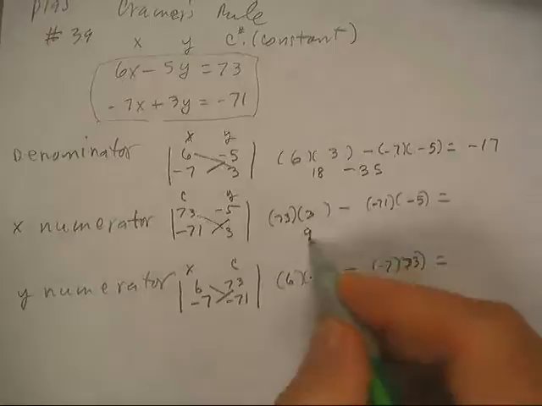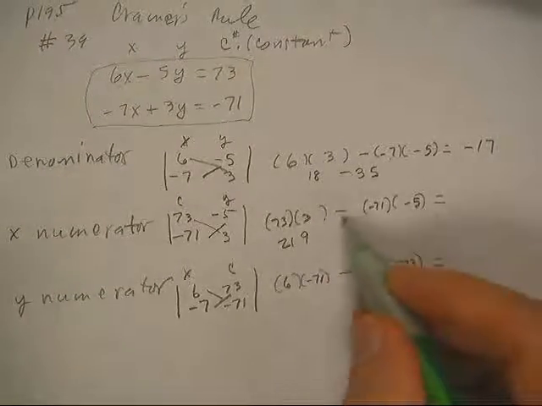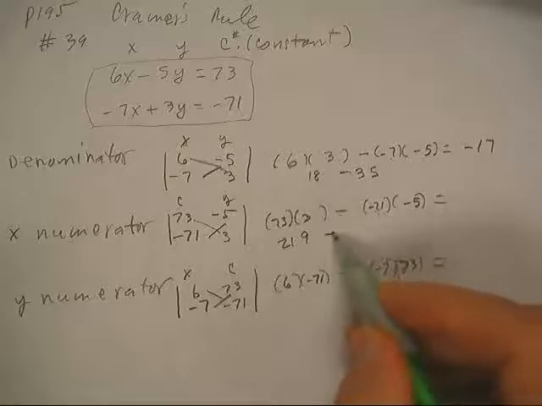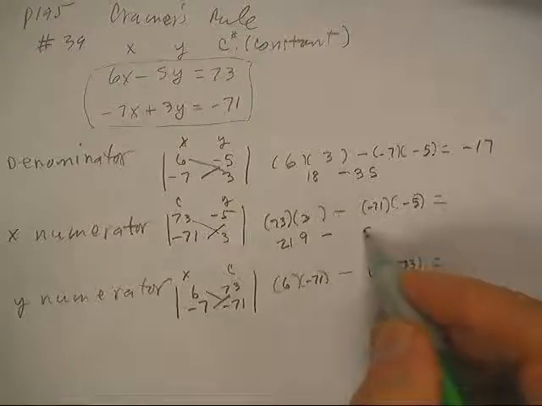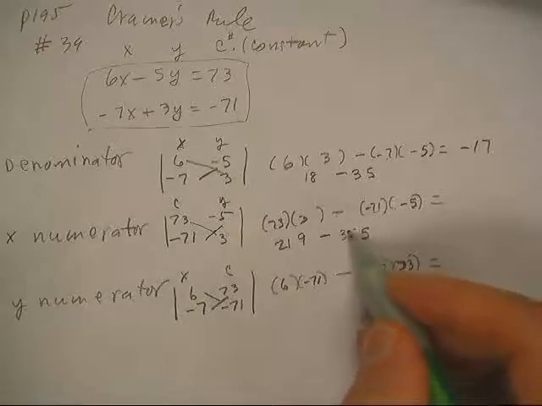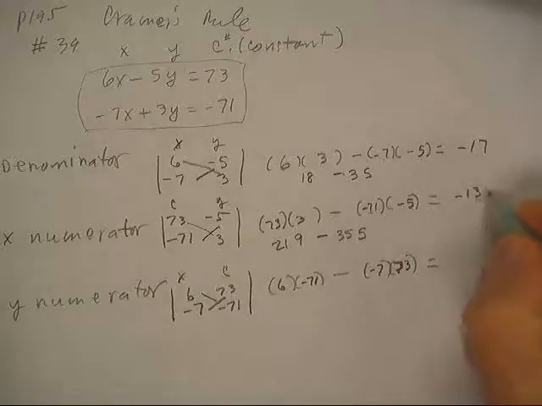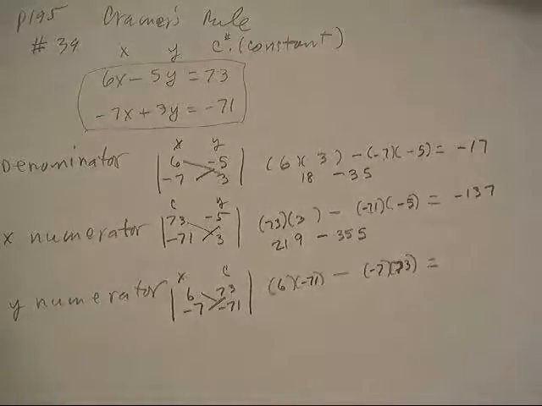3 times 3 is 9. 3 times 7 is 21. Negative, negative, negative. This will be negative. 5 times 1, that's 5. 5 times 7, that's 35. 21 minus 35 is negative 14.